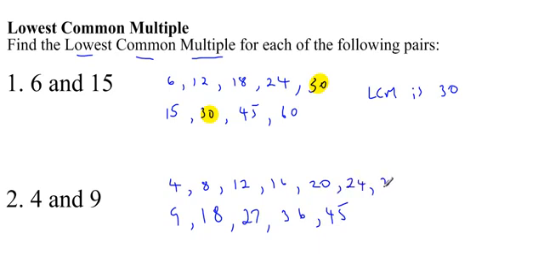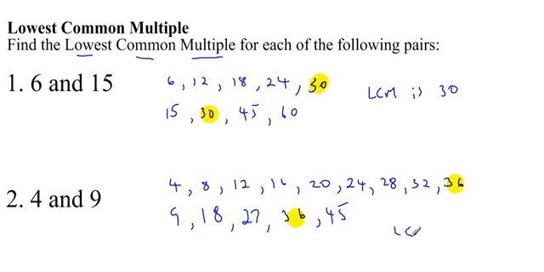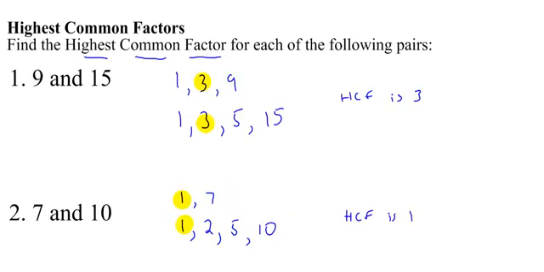24, 28, 32, 36, and there you see I've found a multiple which is common to both lists, 36, and I'll just highlight that. 36 is common to both lists, so I can write the LCM of 4 and 9 is 36.